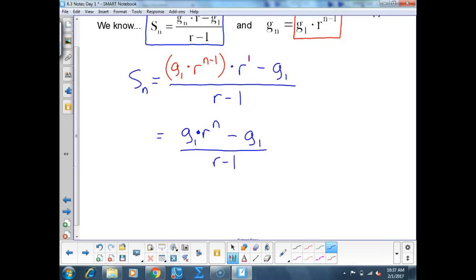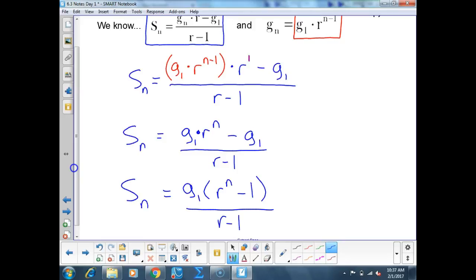Now, I'm going to drop some F word on you. Probably not the F word that you're thinking of, but I'm going to factor out G sub 1. If I factor out G sub 1, then I'm left with r to the n power minus 1 all over r minus 1. So we've just developed another sum formula based off of Euclid.